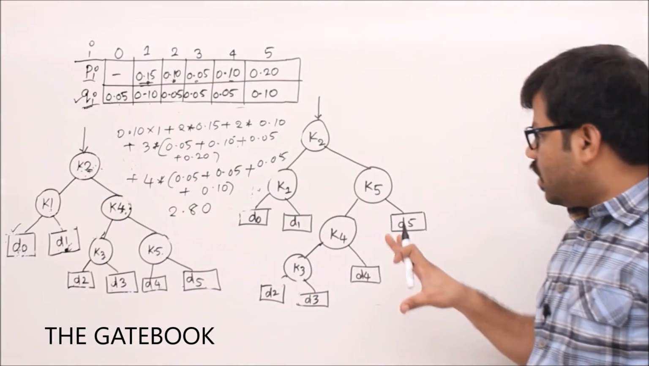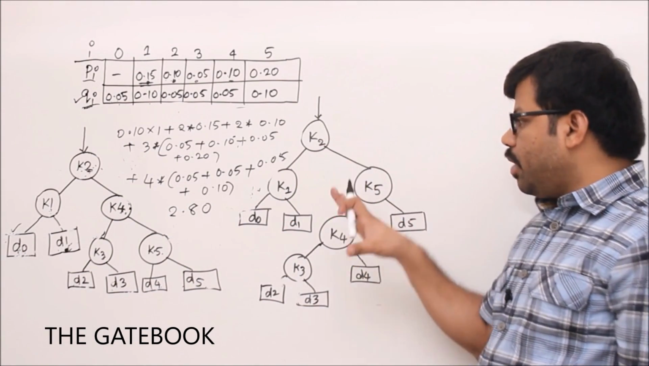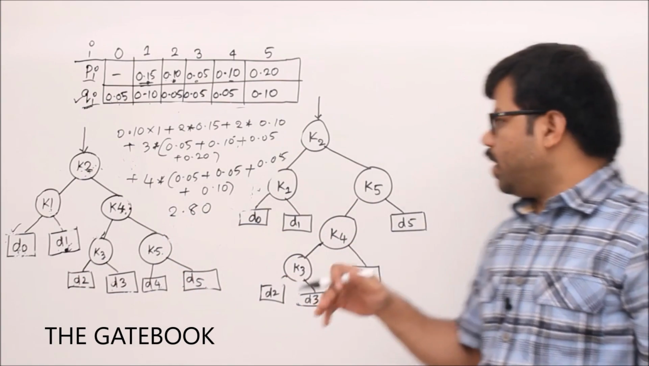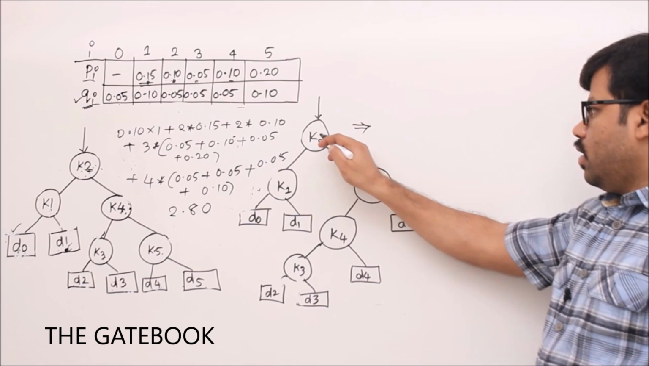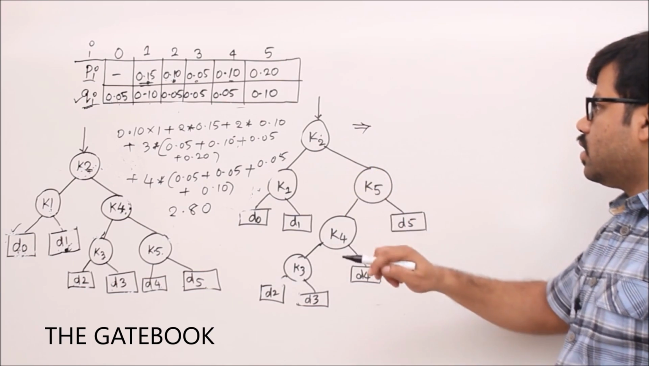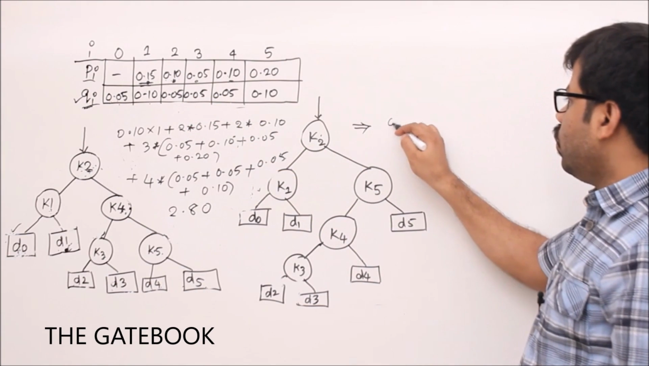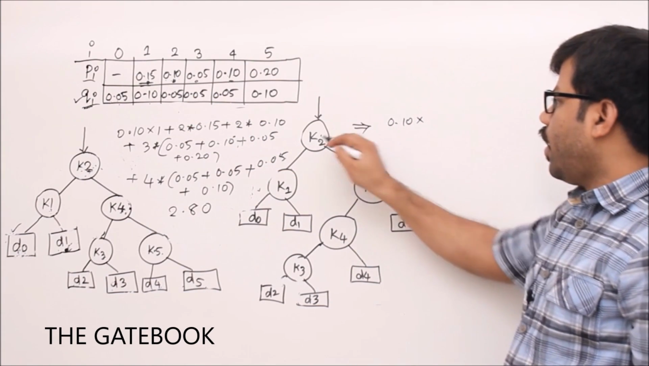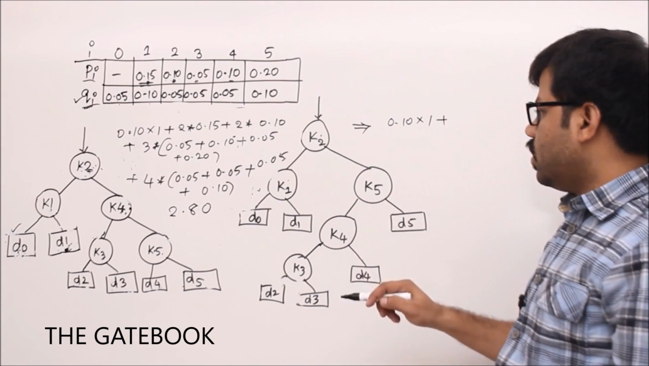In this imbalanced tree, we'll see the cost. So maybe the cost of this tree may be more than this one. We'll just examine that. So what is the formula for the cost of the tree? See, how many times will k2 be searched? We have to find out, correct? How many times is k2 searched? 0.10. And what is the penalty we are going to have? 1, plus.